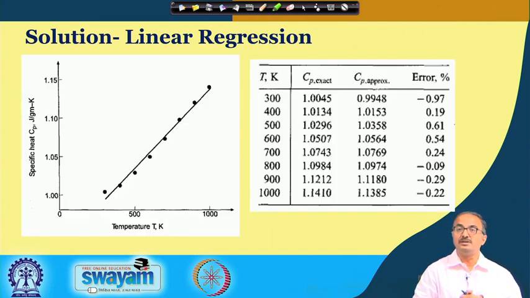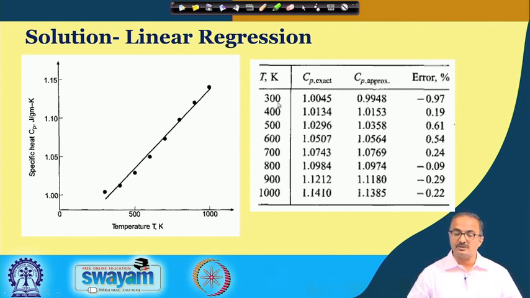So here we see that after regression, we are putting the values of Cp obtained here. The solid line shows our regressed expression, and these points are the actual data points. Now we put in this table the temperature values, and here the exact or given values of the specific heat, and in this we are getting the values of Cp which we are calling approximate, because how are we getting these values?